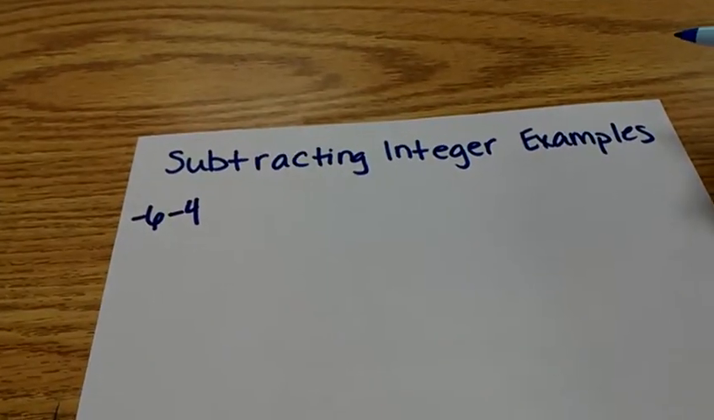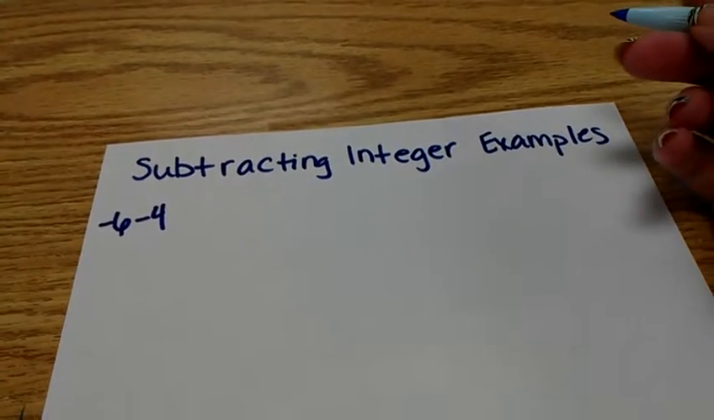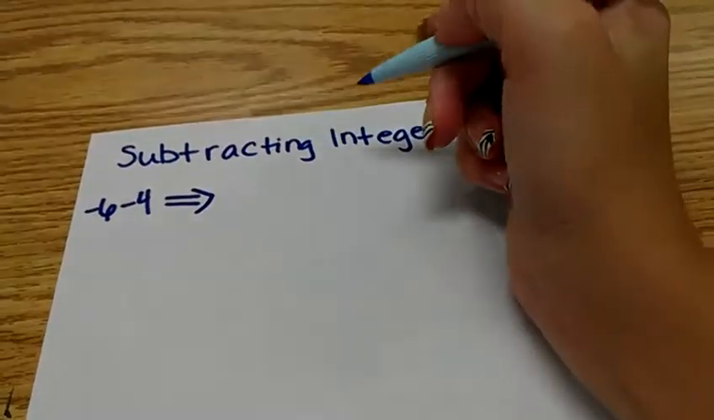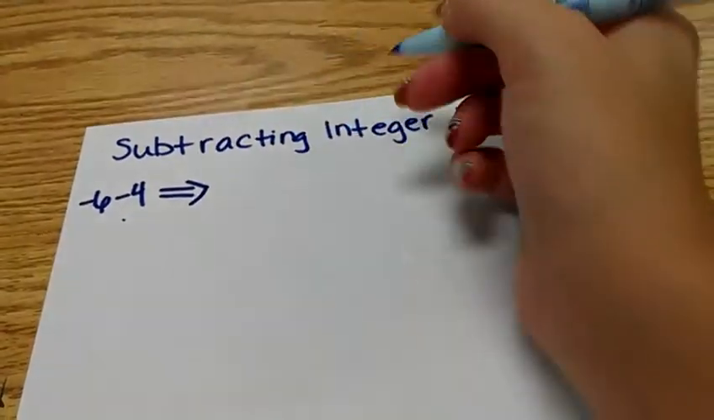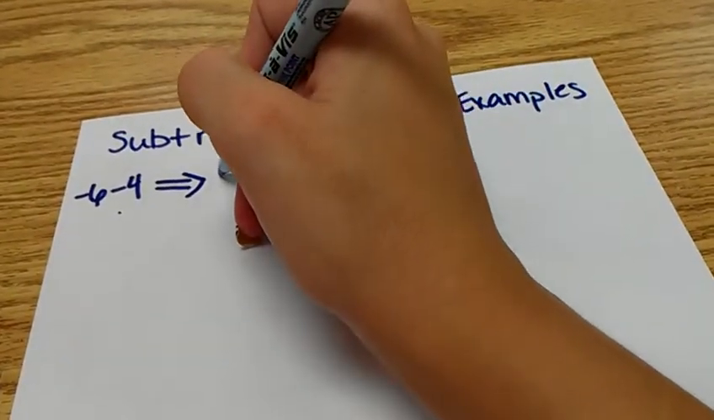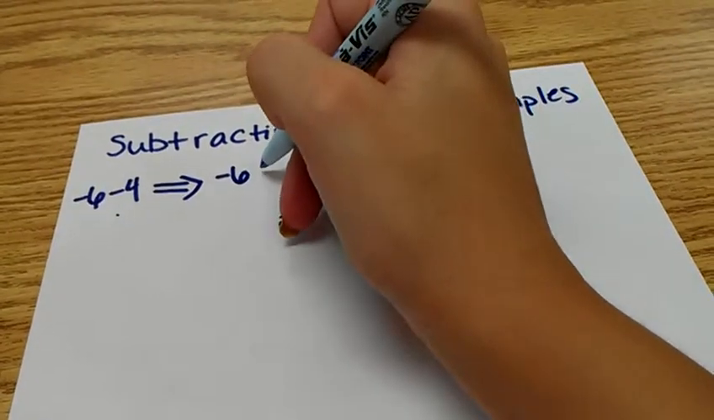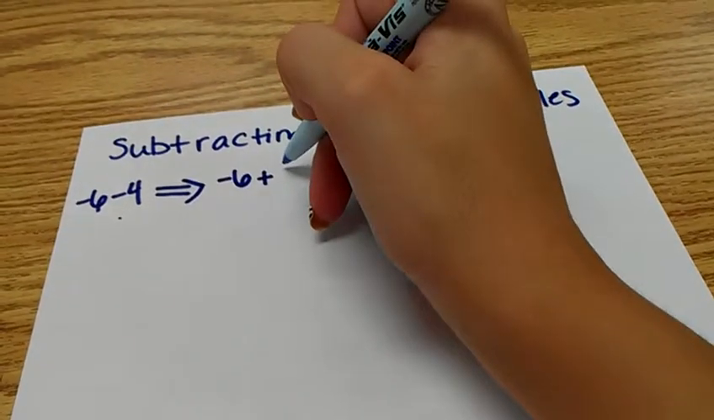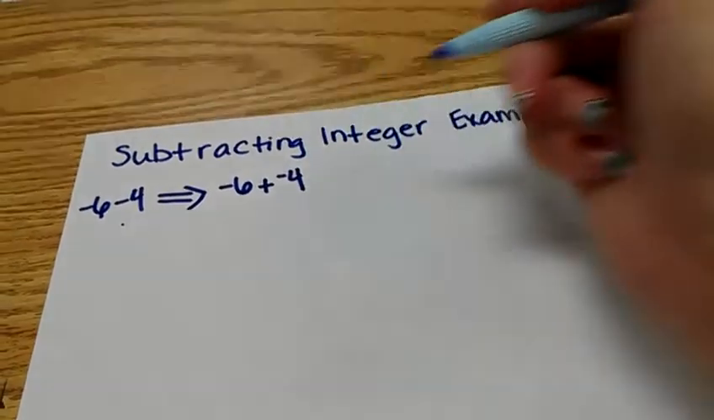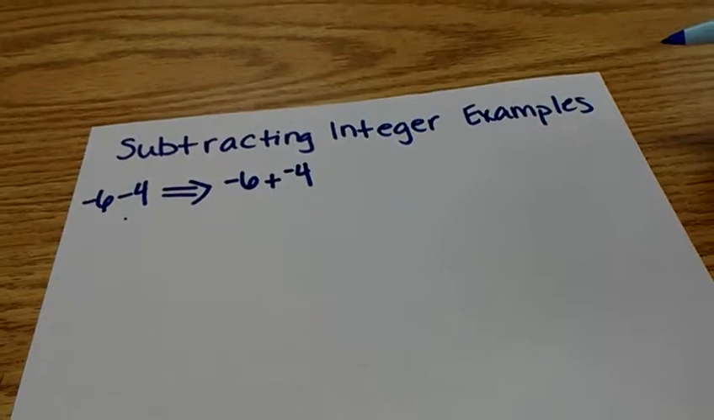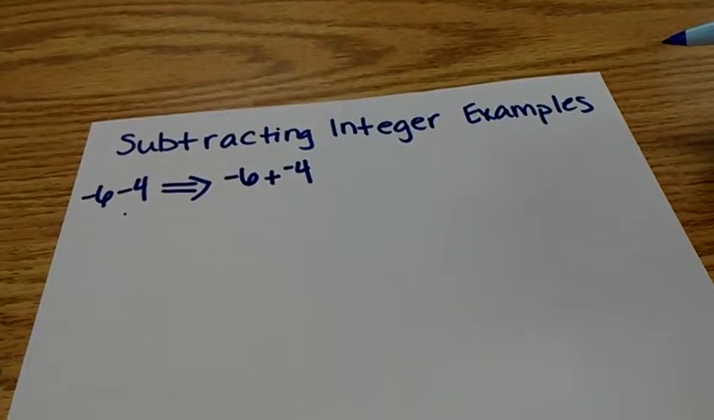Okay, -6 minus 4. It's a subtraction problem. We need to turn it into an addition problem. So I'm just going to draw myself a little arrow so that you can see what it was originally and what it's going to become. Our starting point is -6. We never changed the first term. Subtraction becomes addition, and our +4 now becomes a -4. So that you can see my new problem is -6 plus -4.